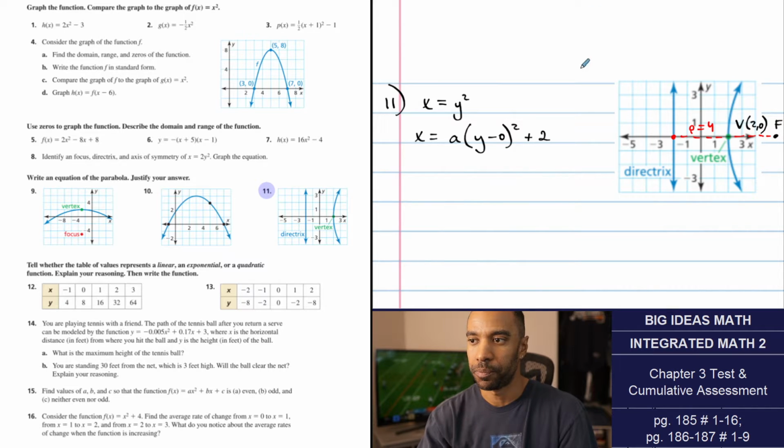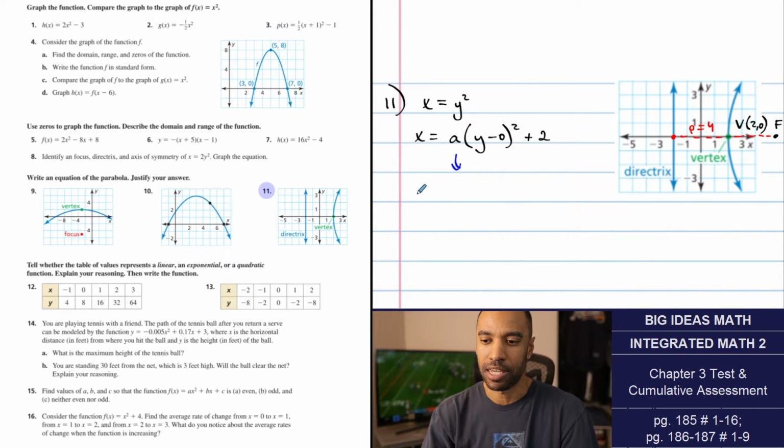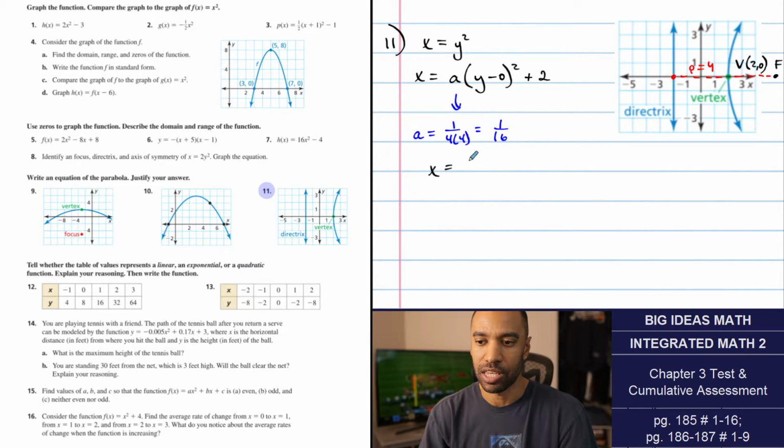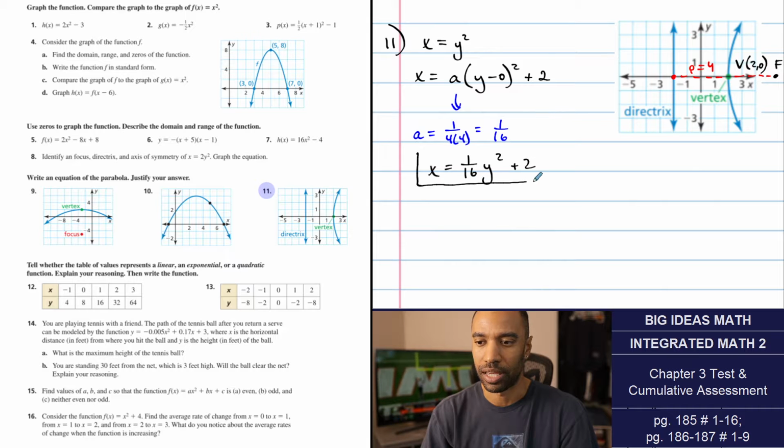The a value is found by doing p is 1 over 4a. Excuse me, a is 1 over 4p. A is 1 over 4 times that 4, which is 1/16. Therefore, your final equation will be x equals 1/16, and I don't need the y minus 0. I can just say y squared plus 2, like that.